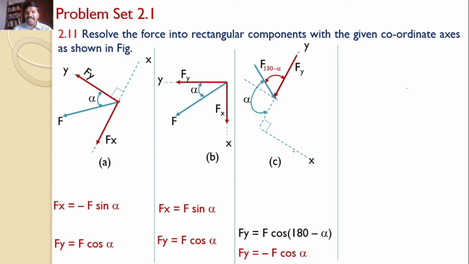Now let us take this x-axis. This x-axis I am passing to this, just drawing a line parallel to this. So this is my y-axis now, this is my x-axis. Since along the y-axis the angle is 180 minus alpha, this is minus F cos alpha. Obviously, what is the component of the force along the x-axis? This is also convergent towards this point, and that value is F into sine of 180 minus alpha, that is equal to F sine alpha.